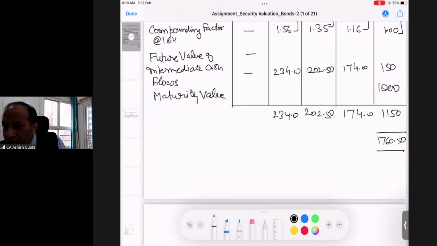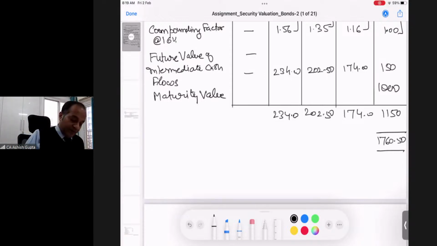So why are we using the compounding factor? Because it is a reinvestment rate. It is a reinvestment. The amount is getting reinvested at the rate of 16%. Okay, that's why we are using the same.